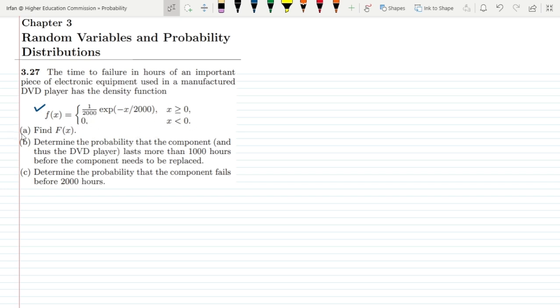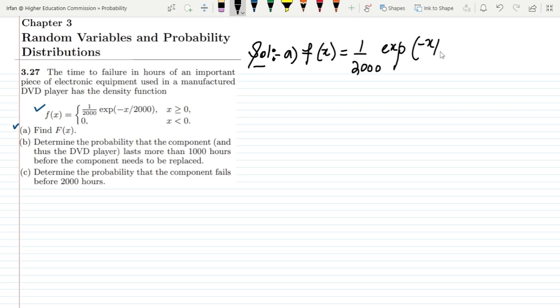On the basis of it, we are given some parts. So let us start the solution of part A. Let me first write the density function we have. That is f of x equal to 1 over 2000 exponential of minus x divided by 2000.